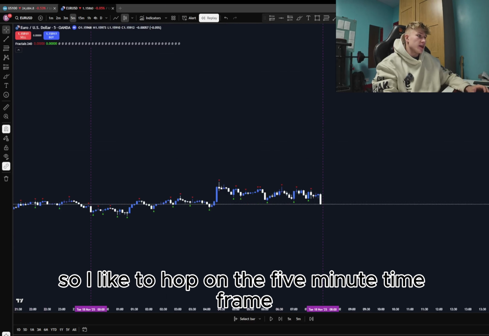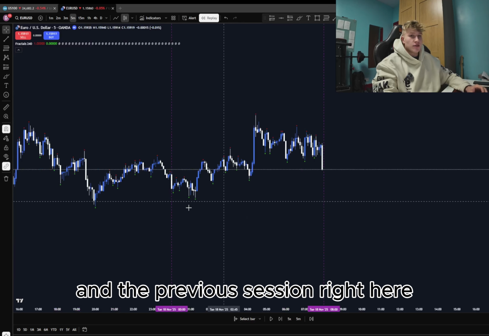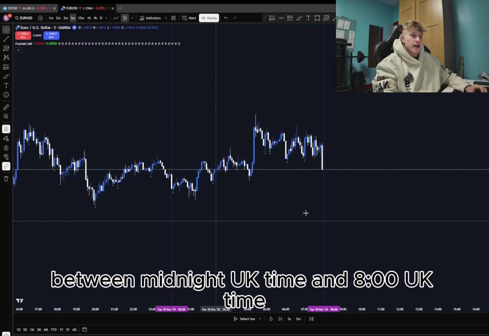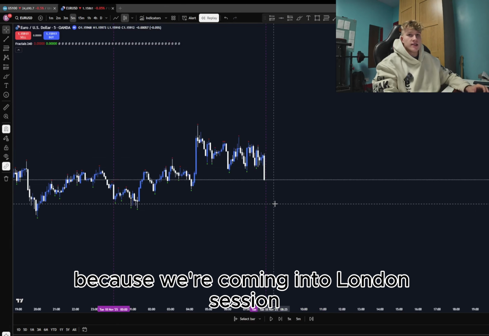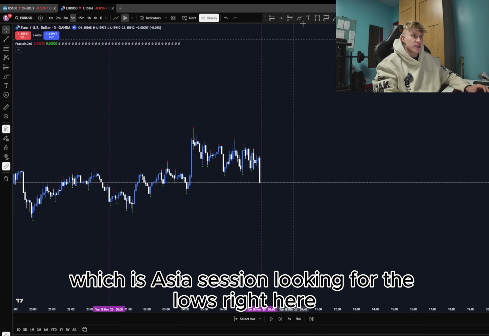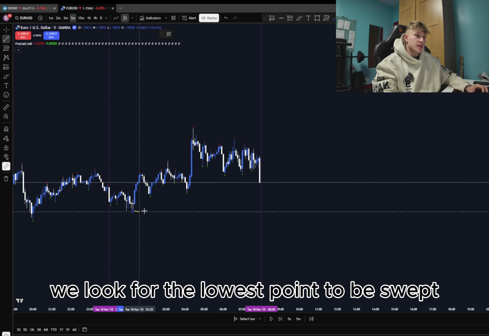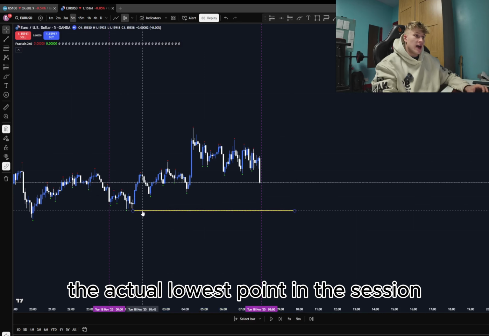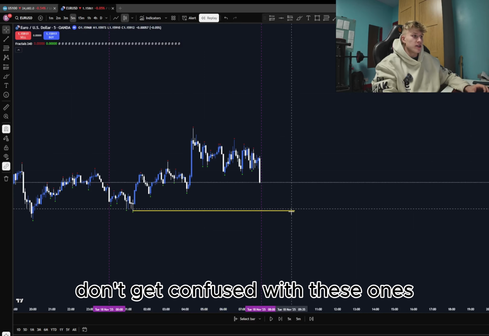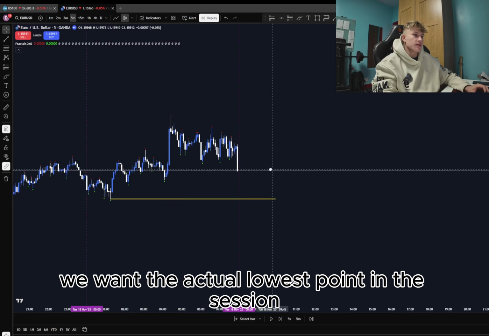So I like to hop on the 5-minute time frame, and the previous session right here, between midnight UK time and 8 o'clock UK time, is Asia session. Because we're coming into London session, we're looking for the previous session, which is Asia session, looking for the lows right here. We look for the lowest point to be swept. So we draw a little line across from here and make sure that this is the actual lowest point in the session. Don't get confused with these ones. We want the actual lowest point in the session.